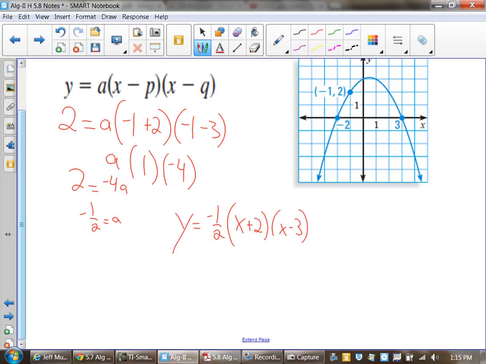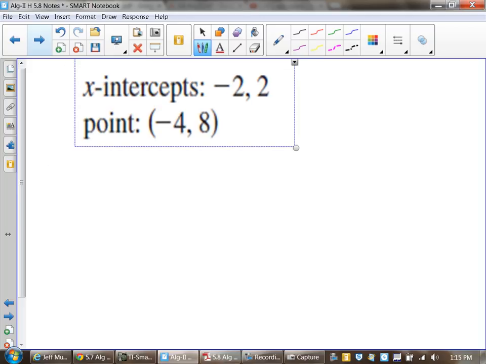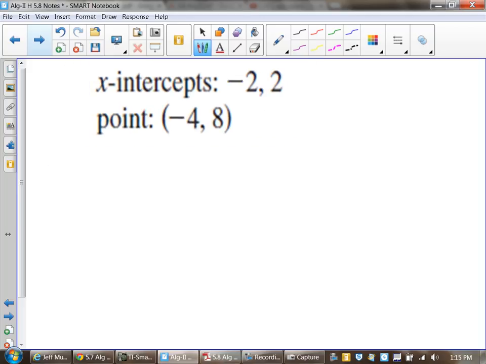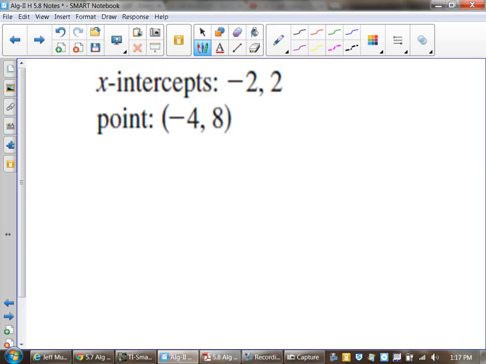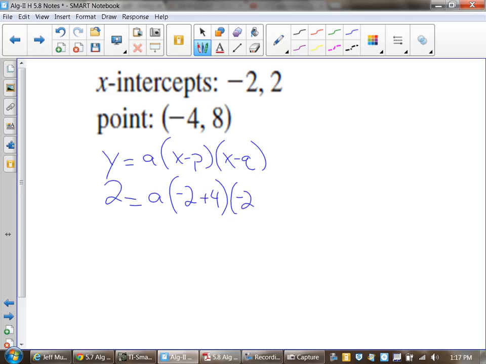Okay. You have 4 of the 5 variables, solve for a, and rewrite. Do that one. Okay, try that one. Do you want us to use that same one? Yeah, this one's the same form. Fill in the blanks. 2 is a negative 2 plus 4, negative 2 minus 8.